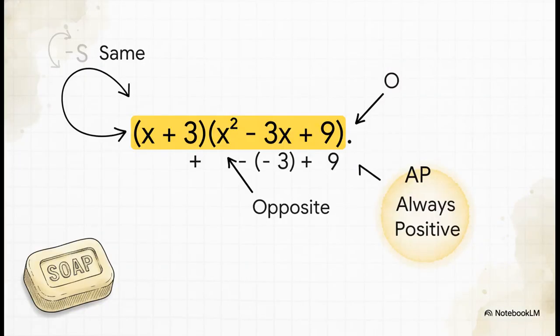Okay, now we just plug a and b into the formula using SOAP. The original problem was a plus, right? So our signs will be same, which is plus, opposite, which is minus, and always positive, which is plus. Boom, you just follow the pattern and you get the answer. (x plus 3)(x squared minus 3x plus 9).